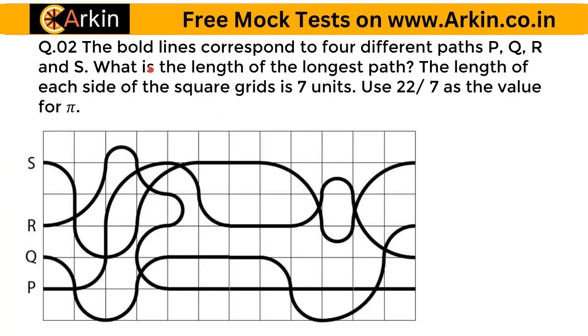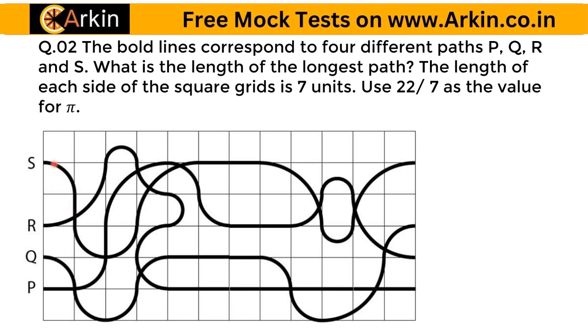In this question we have to find the longest path. These are the lines P, Q, R and S, different paths, and we have to find the length of the longest path, where the length of each side, this is 7 unit, this is also 7 unit, and you have to use the value of pi as 22/7. First let us mark the curves. These curves are repeated, like this quarter circle, this semicircle, we will find in other paths also. So if we calculate once, the same calculation can be used again.